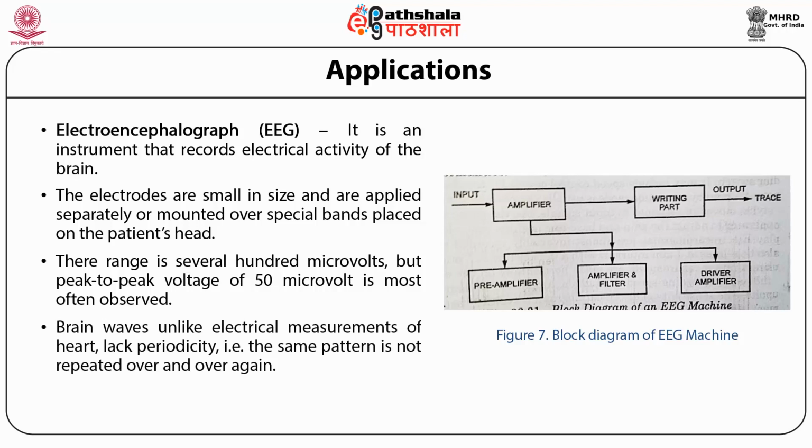Brain waves, unlike electrical measurements of the heart, lack periodicity. That is, the same pattern is not repeated over and over again. Recordings are conducted over longer intervals of time to detect any abnormalities. The block diagram of the EEG machine is shown in figure 7.